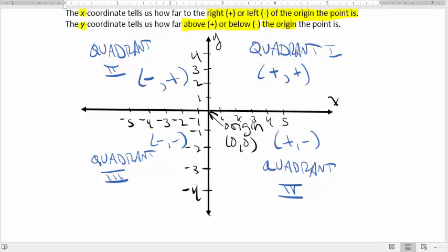Okay? So that's your basic coordinate plane, right? You've got your origin where the number lines cross. You've got your x and y axes, and you have the four quadrants.